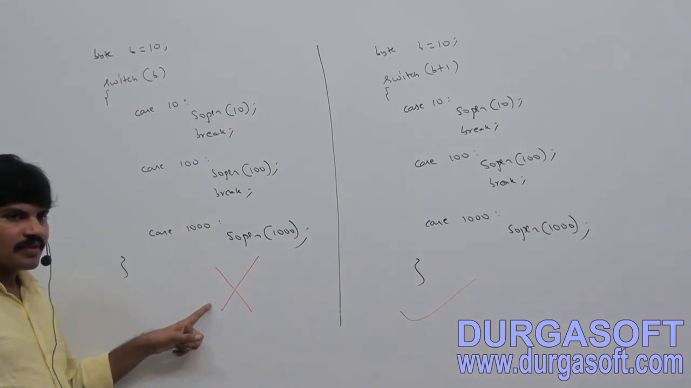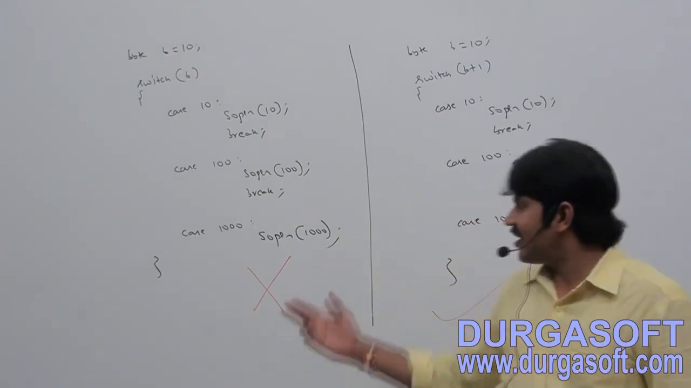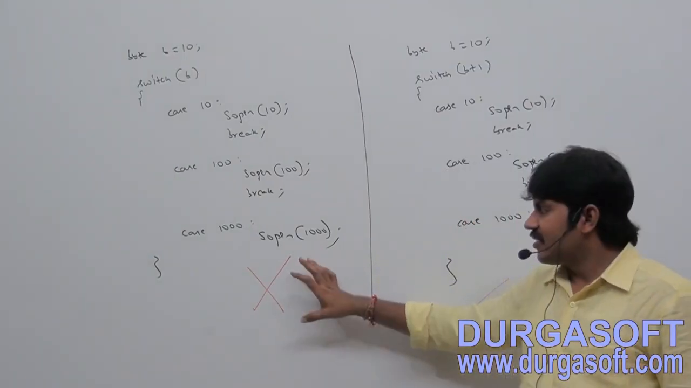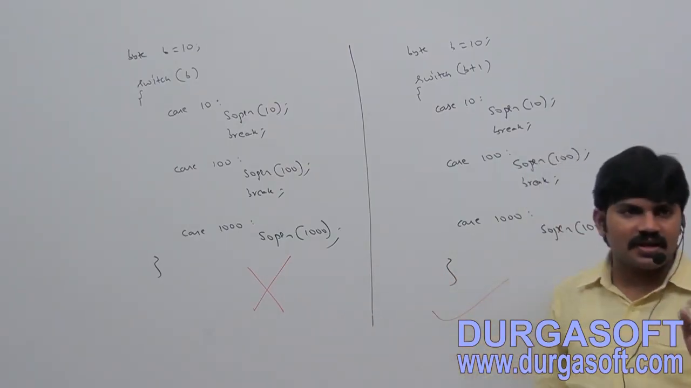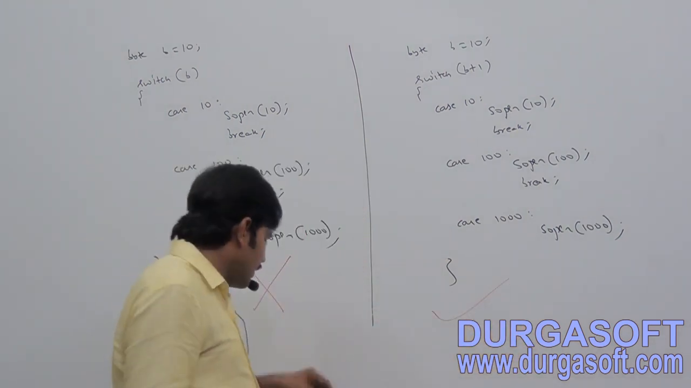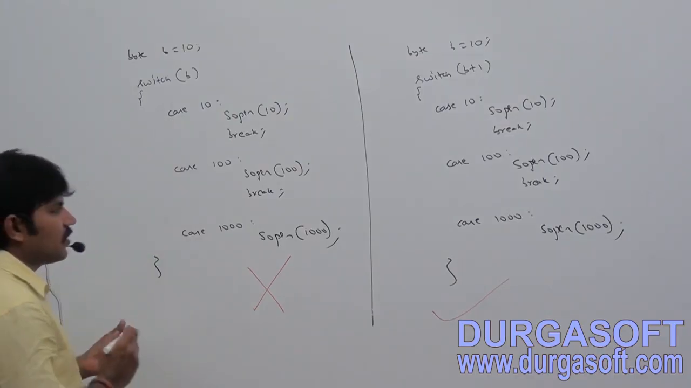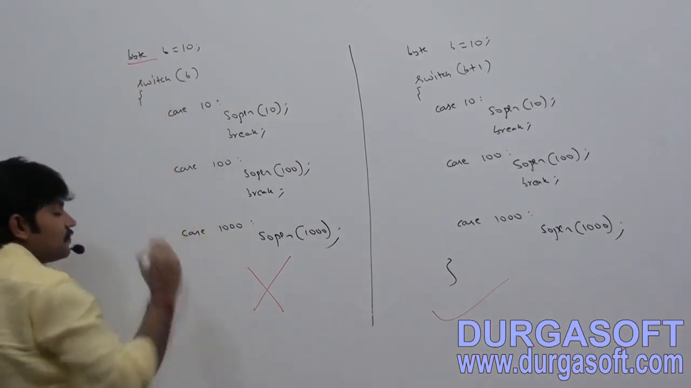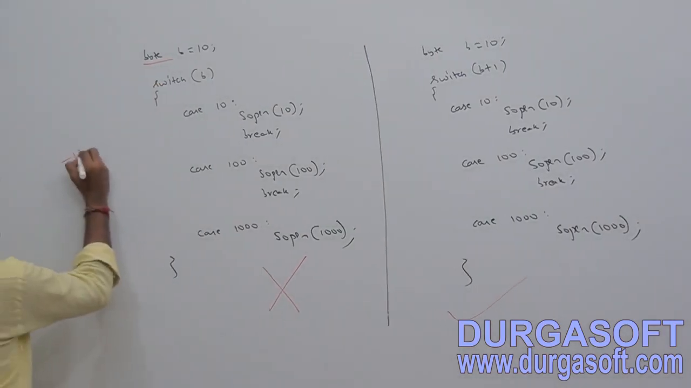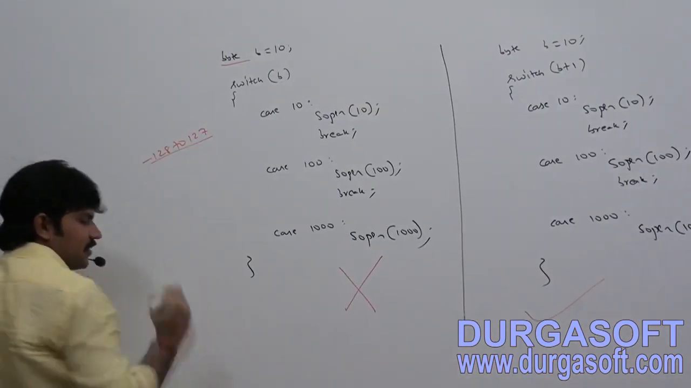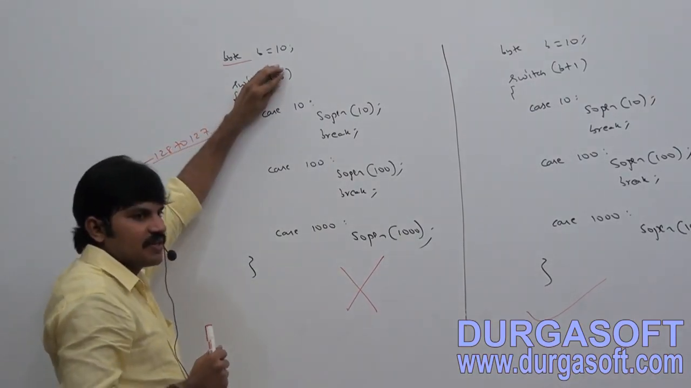Both are valid, or first one valid or invalid? Invalid. Second one valid, don't keep any doubt. So my answer is perfectly correct. First one invalid, second one valid, right? Why is the first one invalid? Observe. b is what type? Byte. Byte, what is the range? Minus 128 to 127.